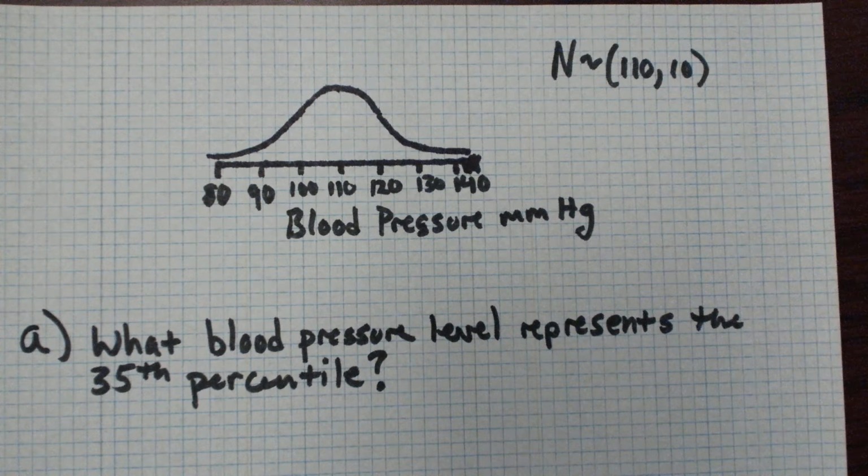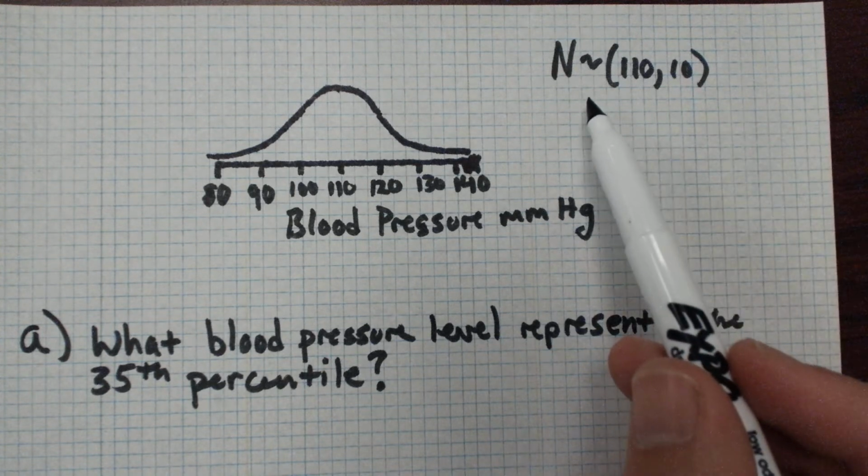Hi, today we're going to stay with the same example from yesterday. So we had a local hospital measuring blood pressures of patients, and it found out that it was normally distributed with a mean of 110 and a standard deviation of 10 millimeters of hemoglobin.